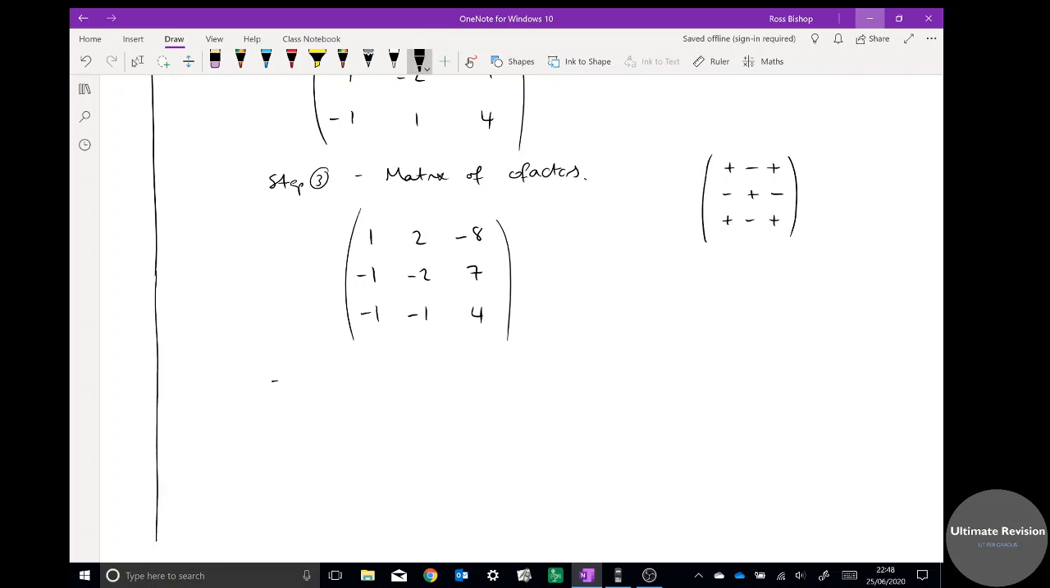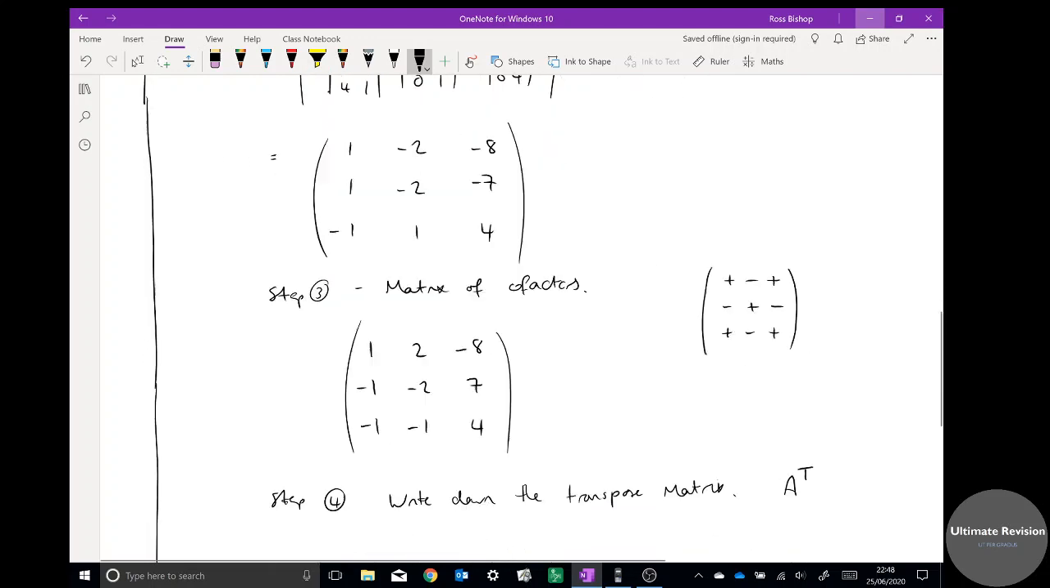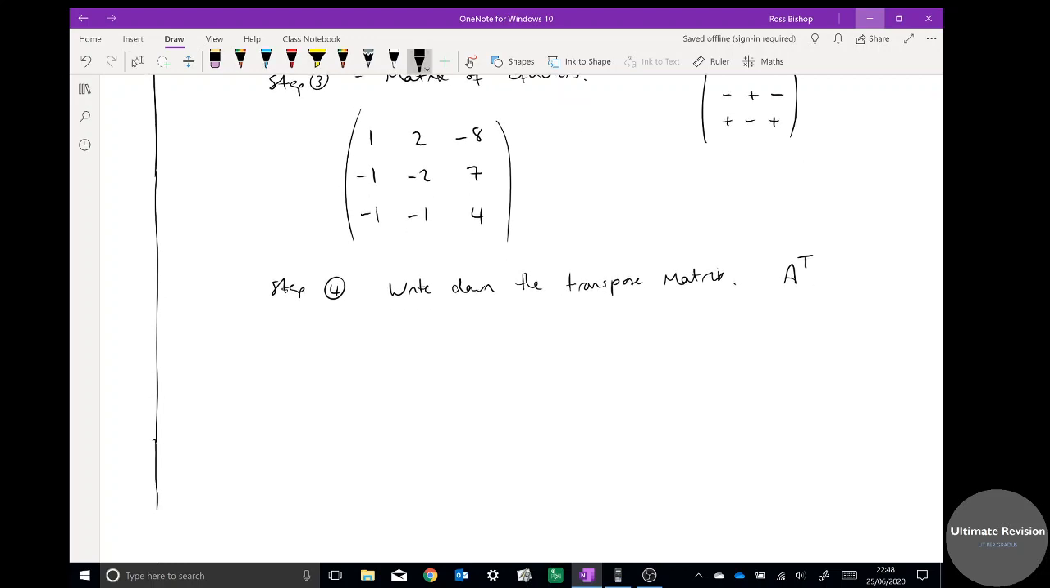I'm now at step 4, which is I need to write down the transpose matrix, which is otherwise known as A^T. It's only A because that's the matrix we're talking about. A has a little T, and basically a transpose of a matrix swaps the columns and rows.